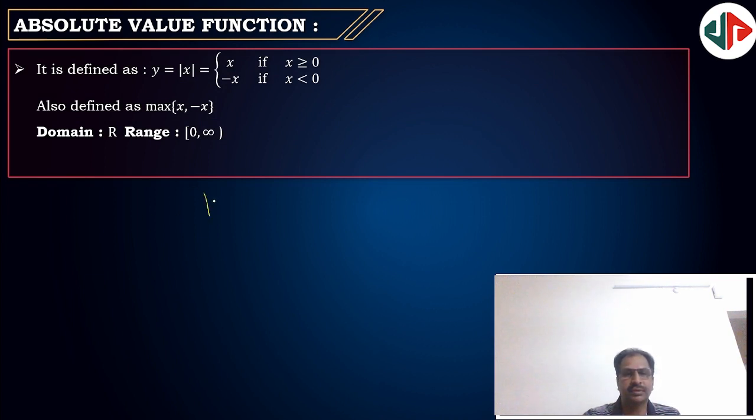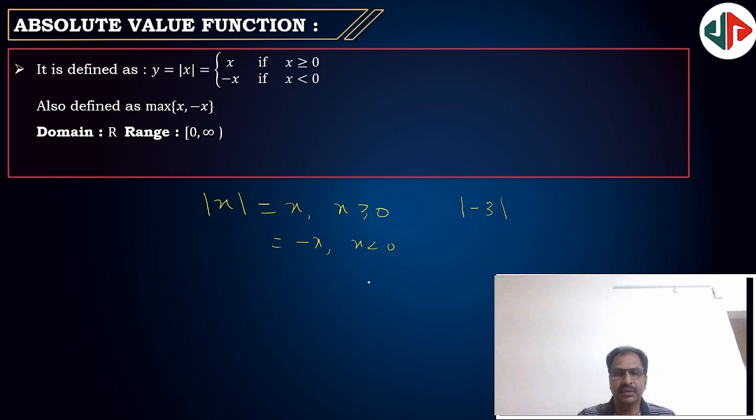Modulus function is defined like this. If x is any real number, mod x has two values: plus x when x is greater than or equal to 0, minus x when x is less than 0. Which means mod x is always 0 or positive. Don't think that minus x gives negative. When we write minus x when x is negative, for example, mod of minus 3.